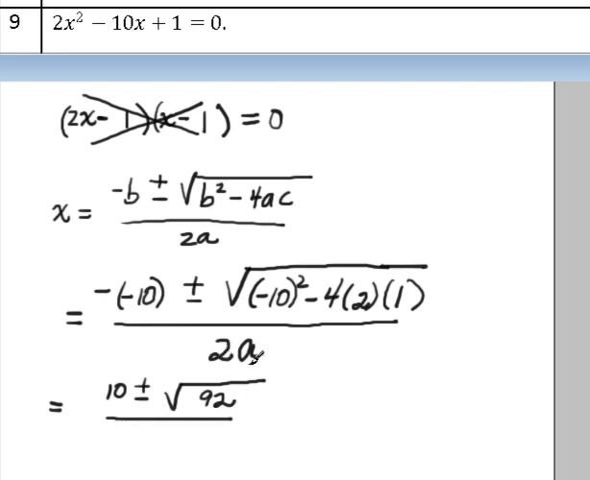Over 2a. Oh, I didn't substitute in the a, let me do that. Let me go back and substitute in a here. Okay, a is 2. So here I have 2 times 2, or 4.